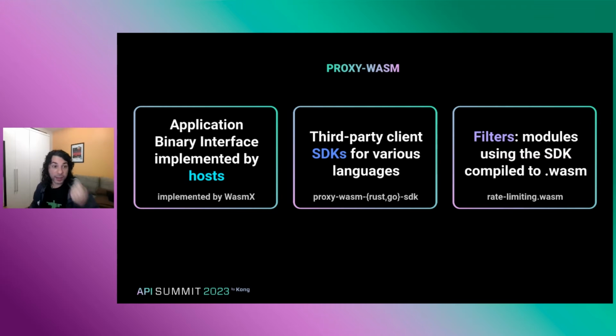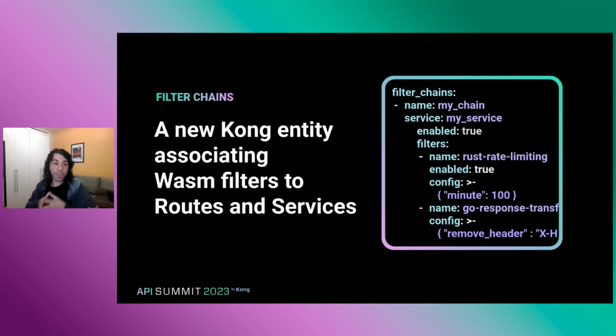So then it's time to load that into Kong. For that, what you're going to be using is filter chains, right? Filter chains is a new Kong entity defined in Kong Gateway 3.4. A Kong entity is something like services, routes, upstreams, certificates, those things that you can manipulate via the admin API, and you have them stored in your database or in your declarative config format file. So filter chains is an entity that associates a list of WASM filters to either a route or a service. You can see there in the figure a declarative config representation of it.